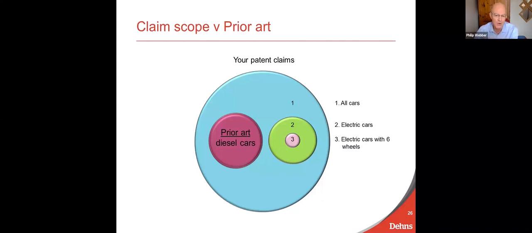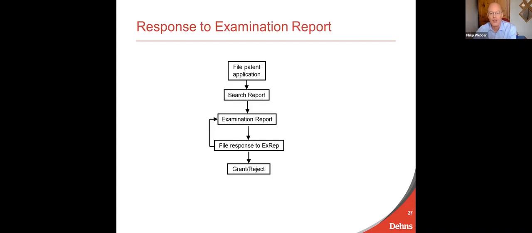Do we argue with the examiner, or do we give in because we want the patent granted quickly? Or do we really need to argue for a broader claim because we want to keep our competitors off that particular patch? So we file a response to the search report. It goes back to the examiner's desk. The examiner will reassess the patentability of the invention in the light of the arguments that we've made and any amendments that we've made to the claims.